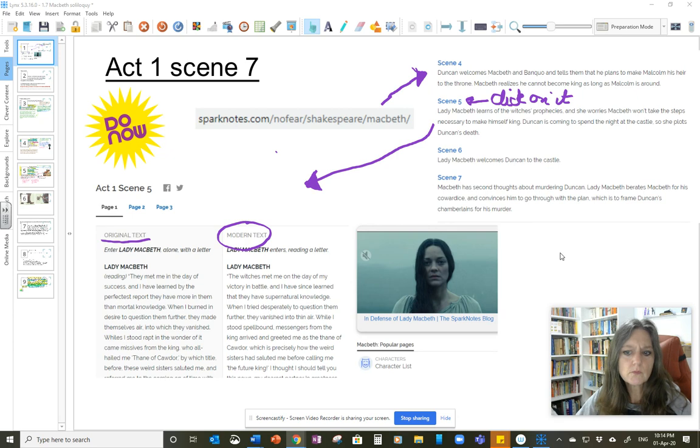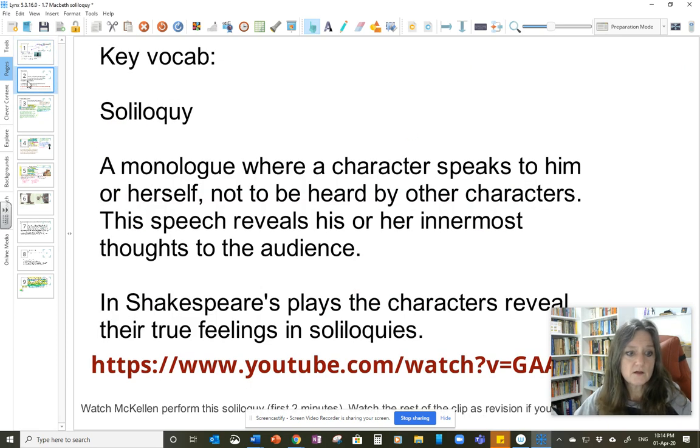The second thing that I want you to do, it's my favourite, I want you to watch on YouTube this scene. And we've got one of my favourites. It's the old kind of black and white version with Dame Judi Dench and Sir Ian McKellen. So before you watch that, a little bit of key vocab for you. So you can pause and copy this down into your notes, into your book, if you like.